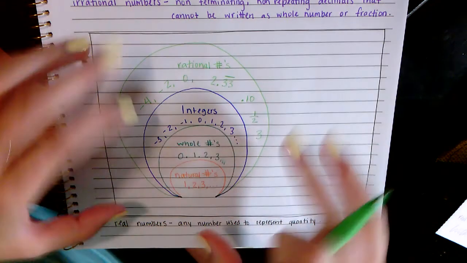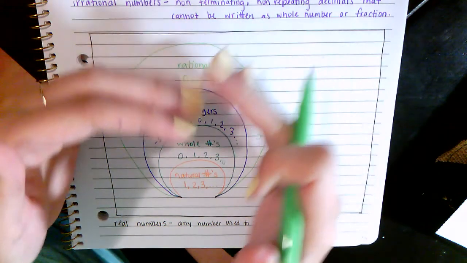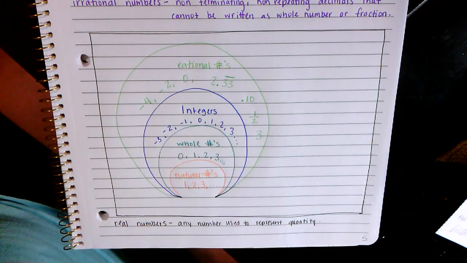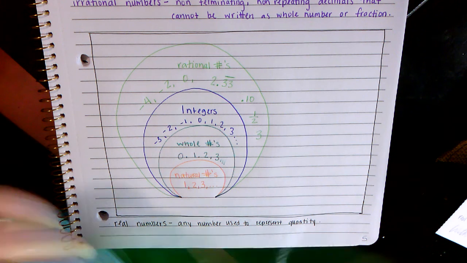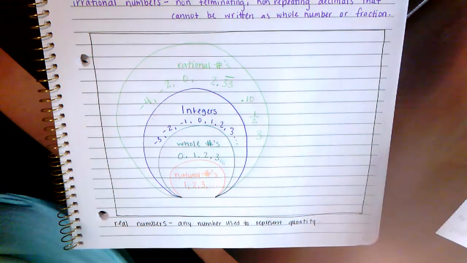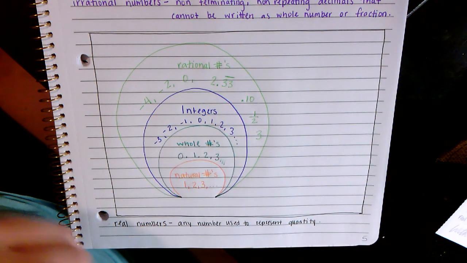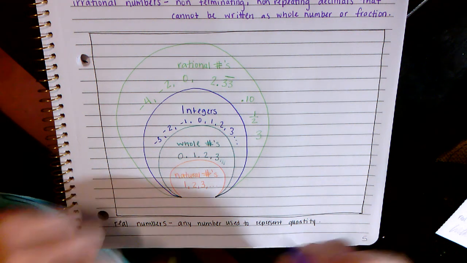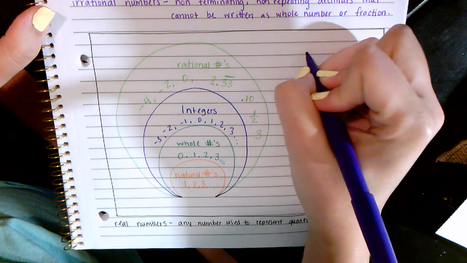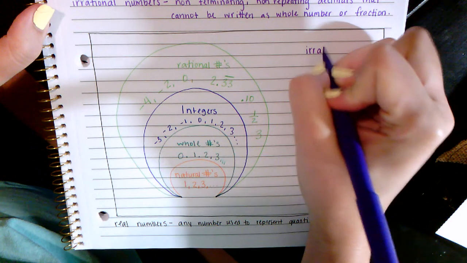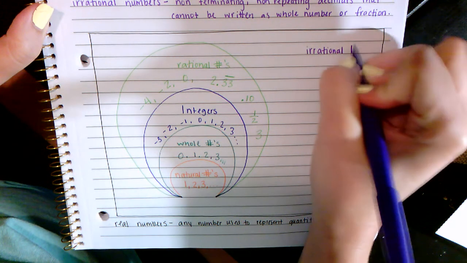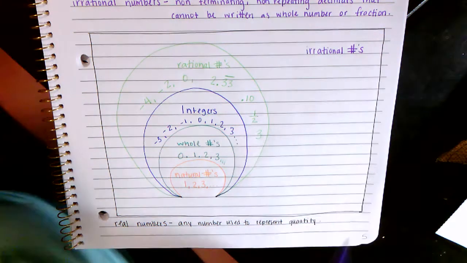There we go. So within real numbers, you have smaller and smaller classifications. Now over here to the side are our irrational numbers. They're not very nice. So over here we're going to write irrational numbers. Here are some examples.